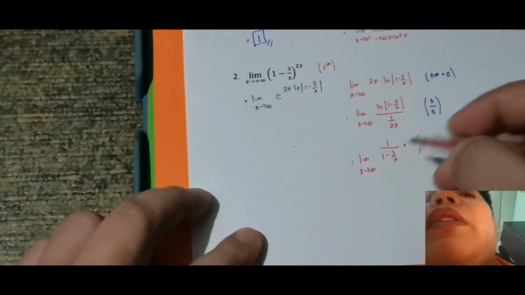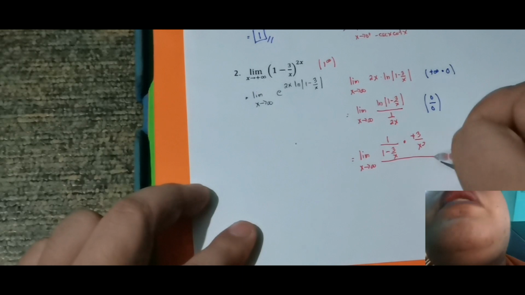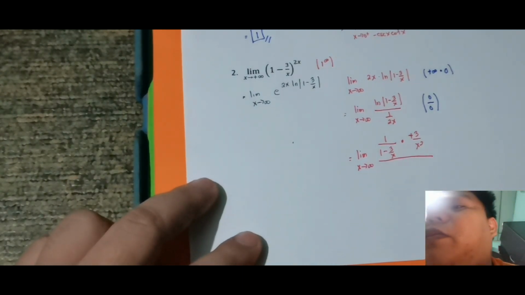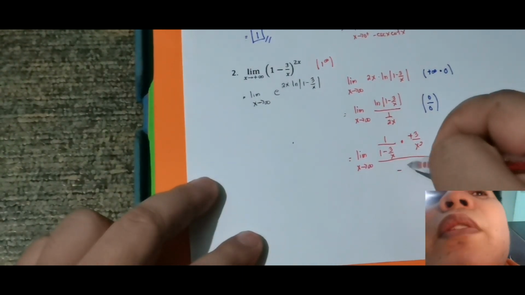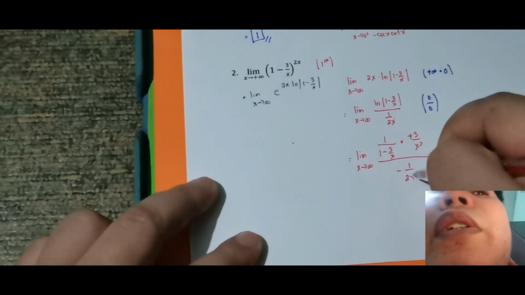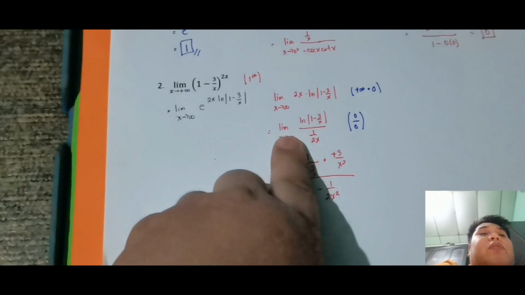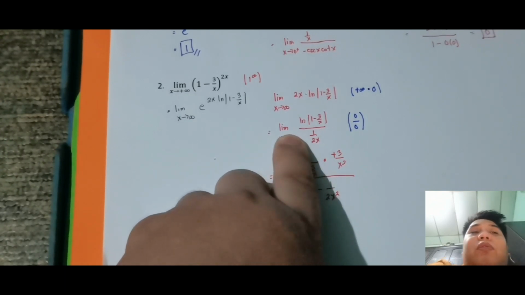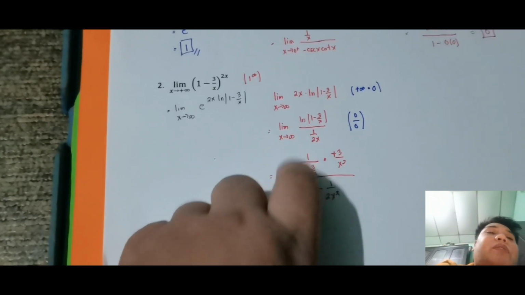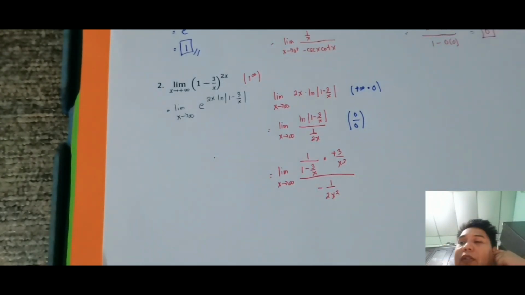So next is sa ilalim. Ang derivative naman ng ilalim is simply 1 over negative 1 over 2x squared. Sir, bakit negative 1 over 2x squared? Labas ko yung 1 half. O, labas ko yung 1 half, no? So derivative ng 1 over x is negative 1 over x squared. So 1 half times negative 1 over x squared is negative 1 over 2x squared.